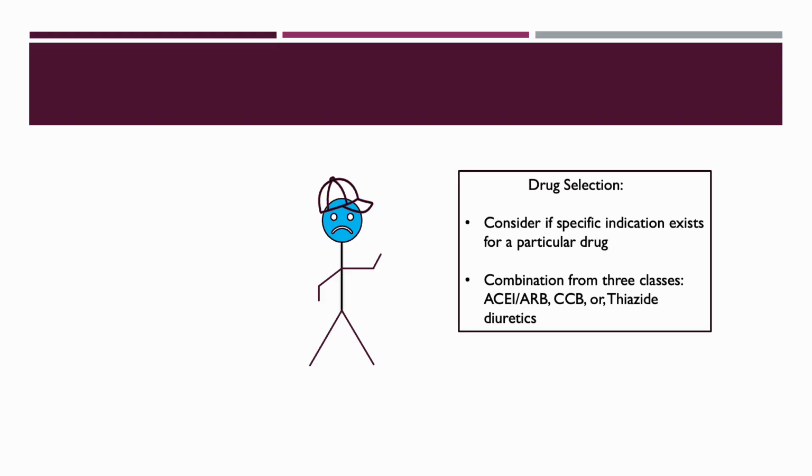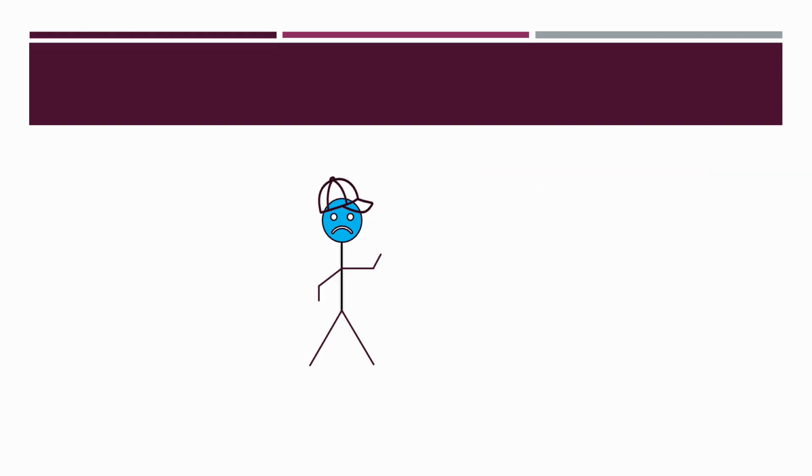So drug selection. Again, for drug selection, we have to consider if a particular underlying comorbid condition or indication exists for selection of a particular class of antihypertensives. Combinations usually from 3 main classes like ACE inhibitors, ARBs, calcium channel blockers, and thiazide diuretics are considered.